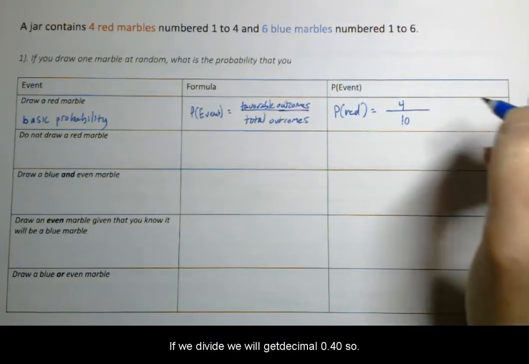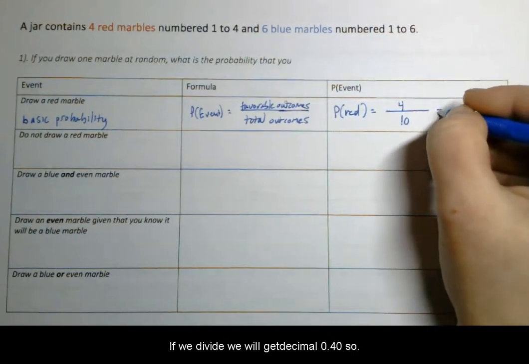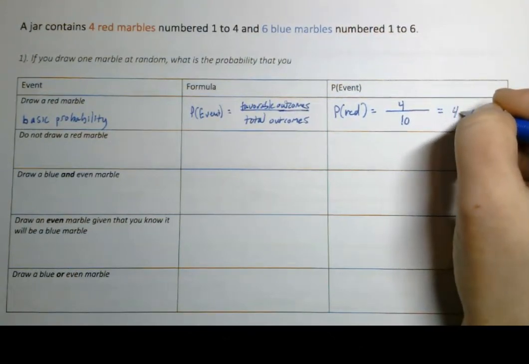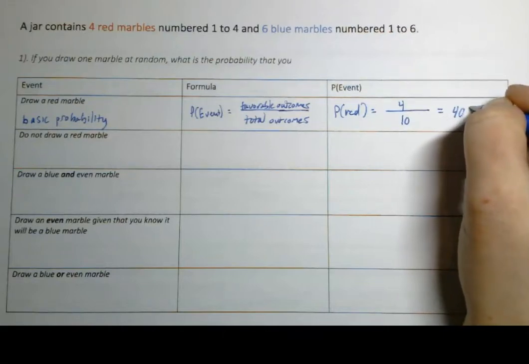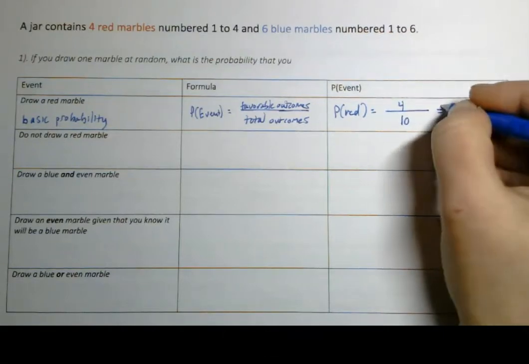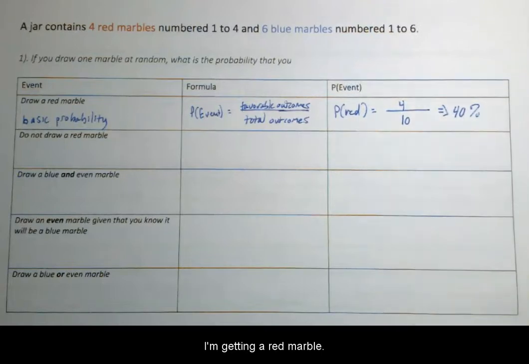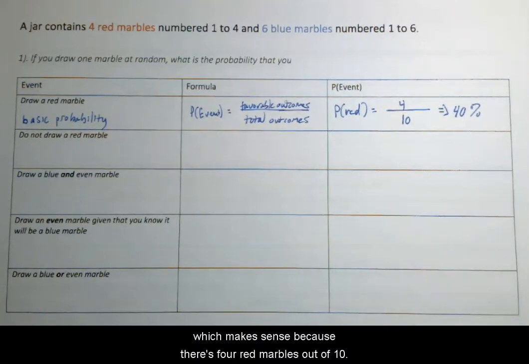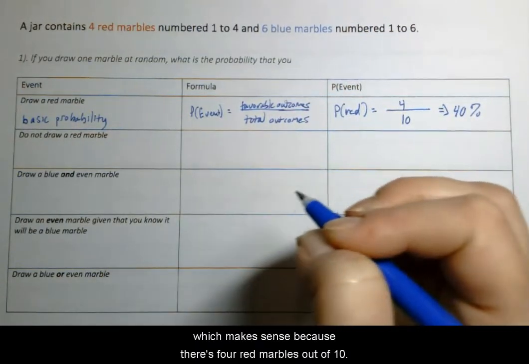If we divide, we'll get the decimal 0.40, so multiplying that by 100% would give us a 40% chance of getting a red marble, which makes sense because there's 4 red marbles out of 10.